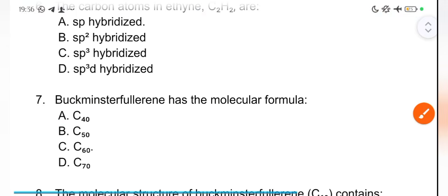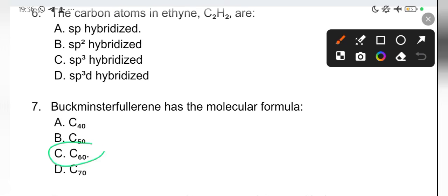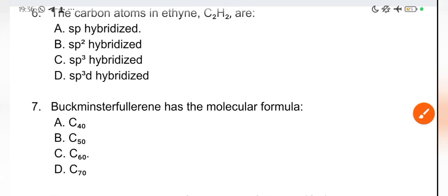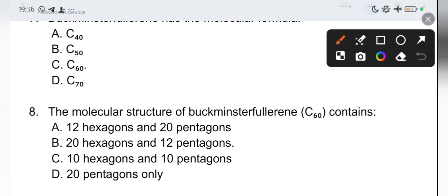Number 7, Buckminsterfullerene has the molecular formula C60. You guys did fullerenes, of course, in your lectures. So Buckminsterfullerene has the molecular formula C60. You should take note of that. Then next question, the molecular structure of Buckminsterfullerene contains 20 hexagons and 12 pentagons. This is something that you must take note of. Take note of this answer.